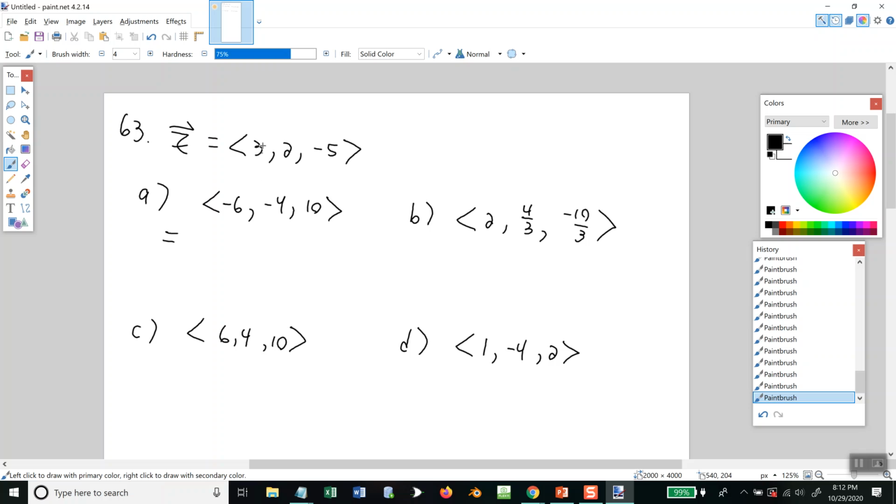Now this is 3. I would need this to be 3. What number could I factor out of this to make that a 3? Almost -2. Well, of course, I'd have to factor it out of all of them, right? So if I factor a -2 out of that, that gives me a +2. Factor a -2 out of that, gives me a -5. Does this equal my original vector? Yeah. So these are parallel.